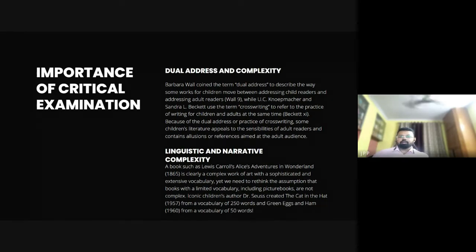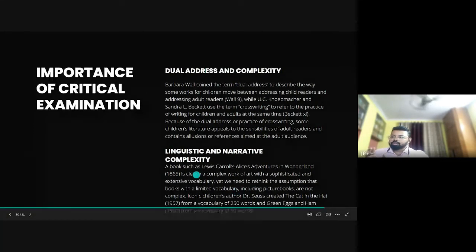And in fact, if we think about other authors as well, such as Dr. Seuss, and if we take some of his work, such as The Cat in the Hat or Green Eggs and Ham. The Cat in the Hat was written with a vocabulary of only 250 words. And similarly, Green Eggs and Ham was written in just 50 words, as you can see in the linguistic narrative and complexity over here, the second point.